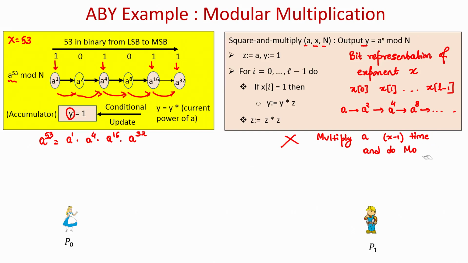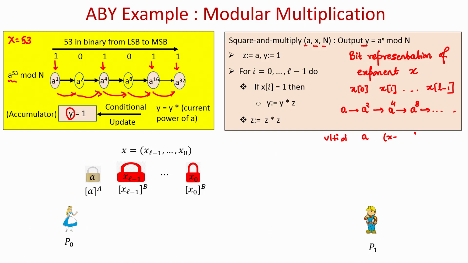So, now what we want to do here is the following. Imagine that Alice and Bob want to compute a to the power x modulo n, but none of these two parties knows the value of a, the value of x, or the value of n. So, the base a is arithmetic secret shared between these two parties, namely Alice has an L bit share and Bob has an L bit share, such that if we add those L bit shares we get the base a, whereas say the bits of the exponent are Boolean secret shared between Alice and Bob. Okay.